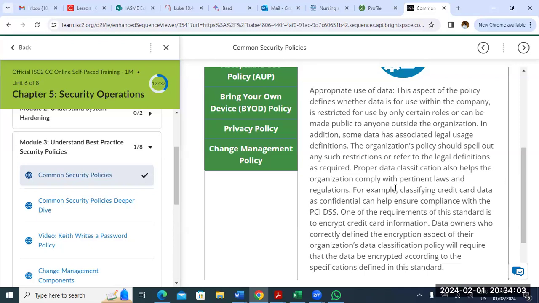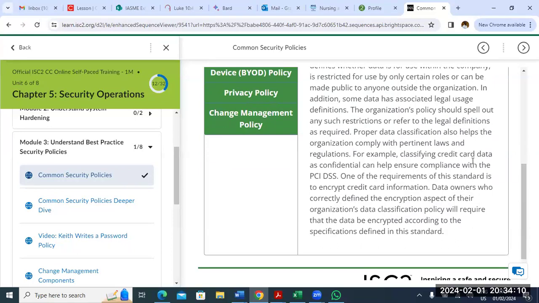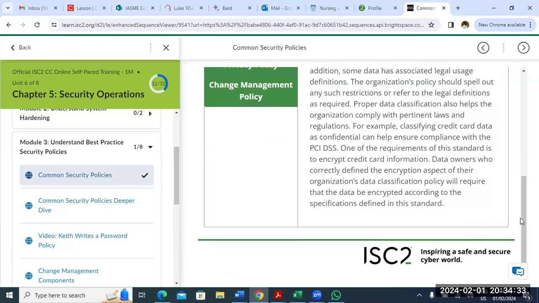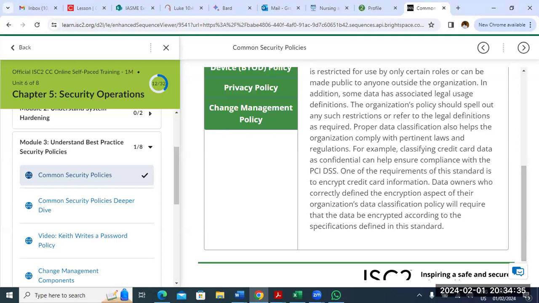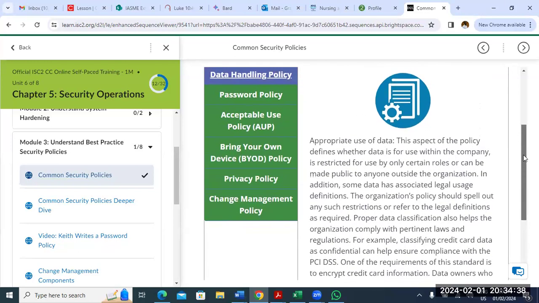With PCI DSS, proper data classification also helps the organization comply with pertinent laws and regulations. For example, classifying credit card data as confidential can help ensure compliance with PCI DSS. So one of the requirements of this standard is to encrypt credit card information. Data owners will correctly define the encryption aspect, and the organization's data transmission policy will require that data be encrypted according to the specification defined in this standard. So standards are something that must be complied with even when you are developing your policies.